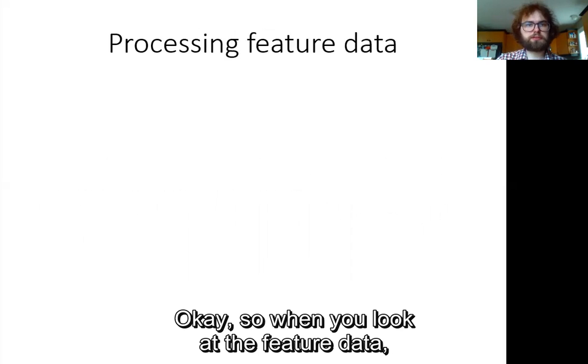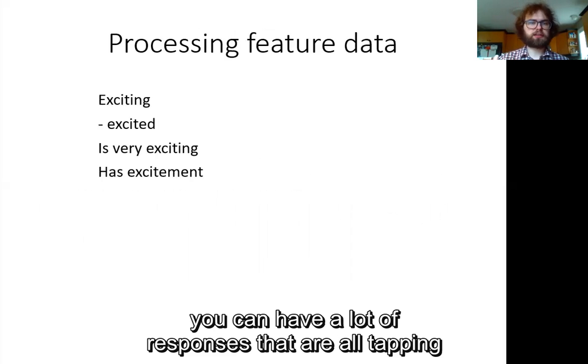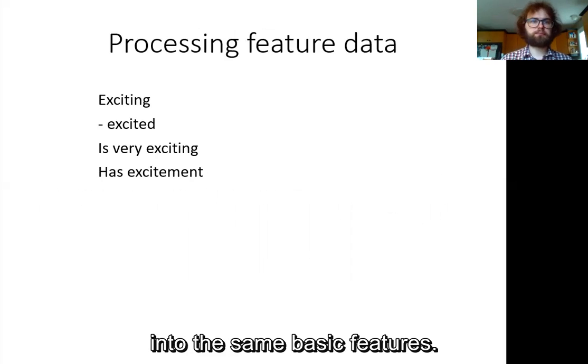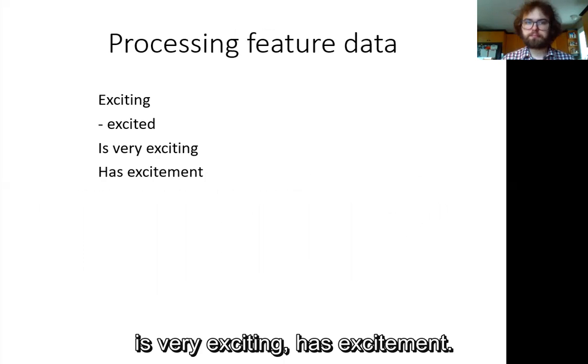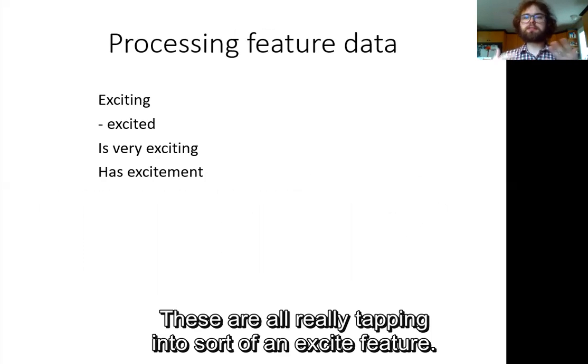Okay, so when you look at the feature data, you can have a lot of responses that are all tapping into the same basic feature. So for example, exciting, excited, is very exciting, has excitement. These are all really tapping into sort of an excite feature.